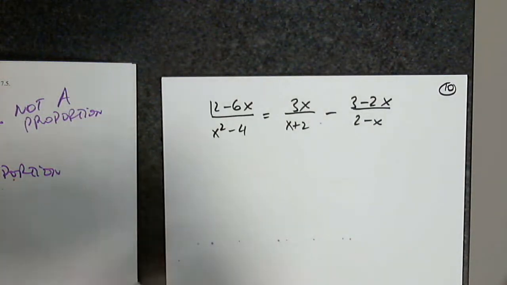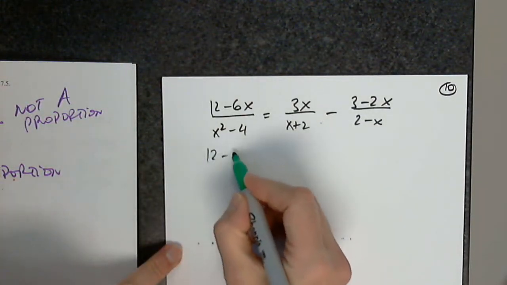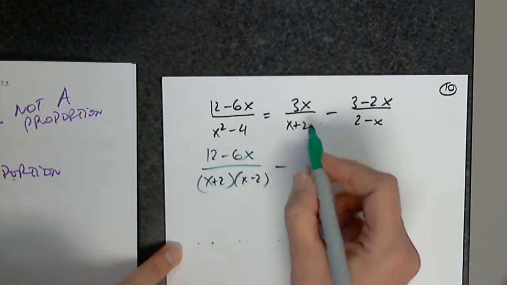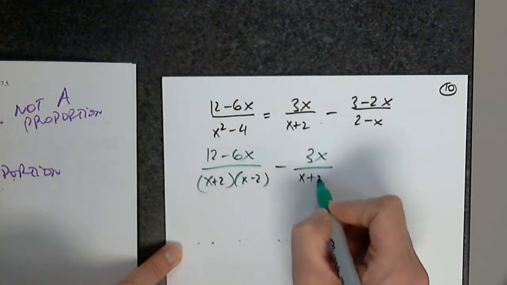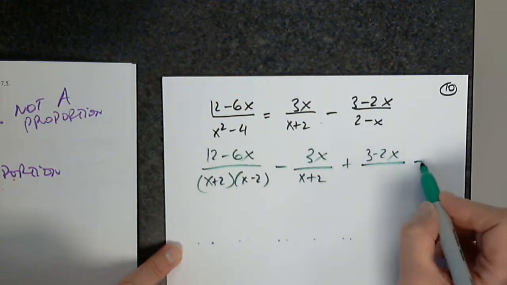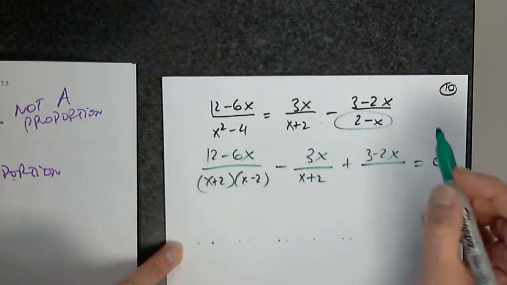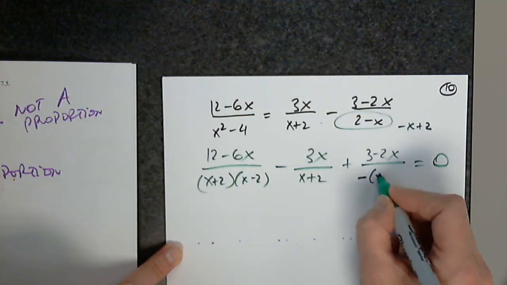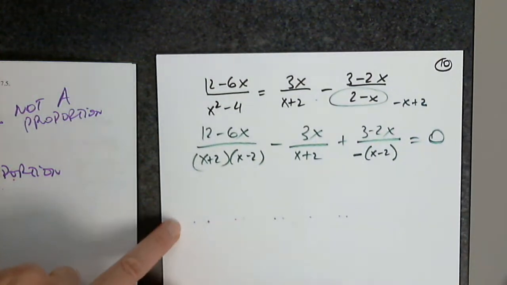So the left-hand side is fine. 12 minus 6x over x plus 2x minus 2. I bring over a 3x over x plus 2. And then positive 3 minus 2x over, instead of this, I have negative x plus 2, so now I'm going to write negative x minus 2 and leave it alone for a moment.